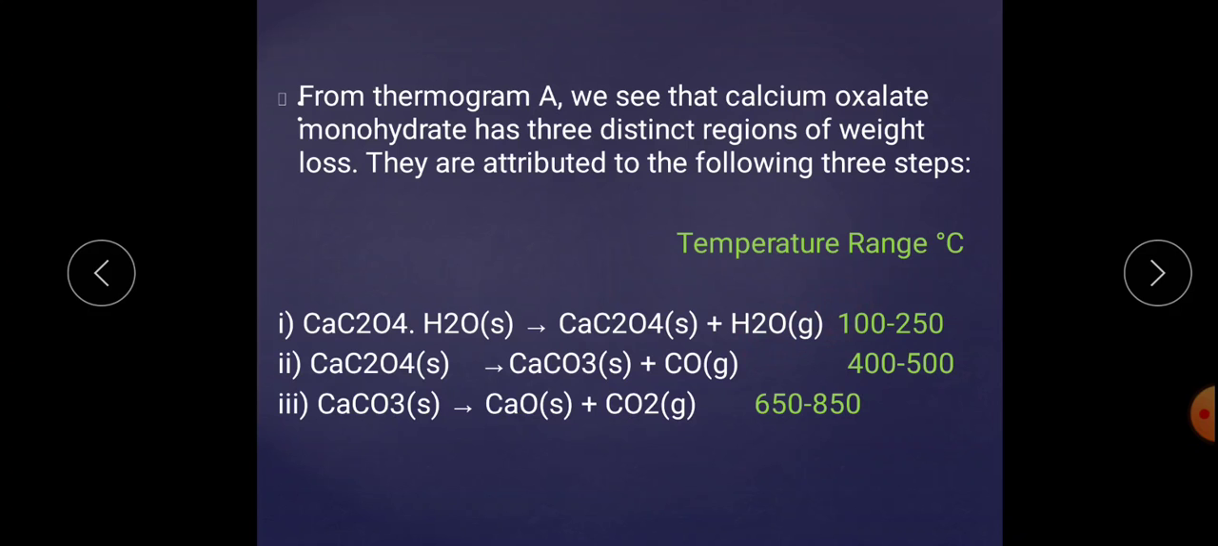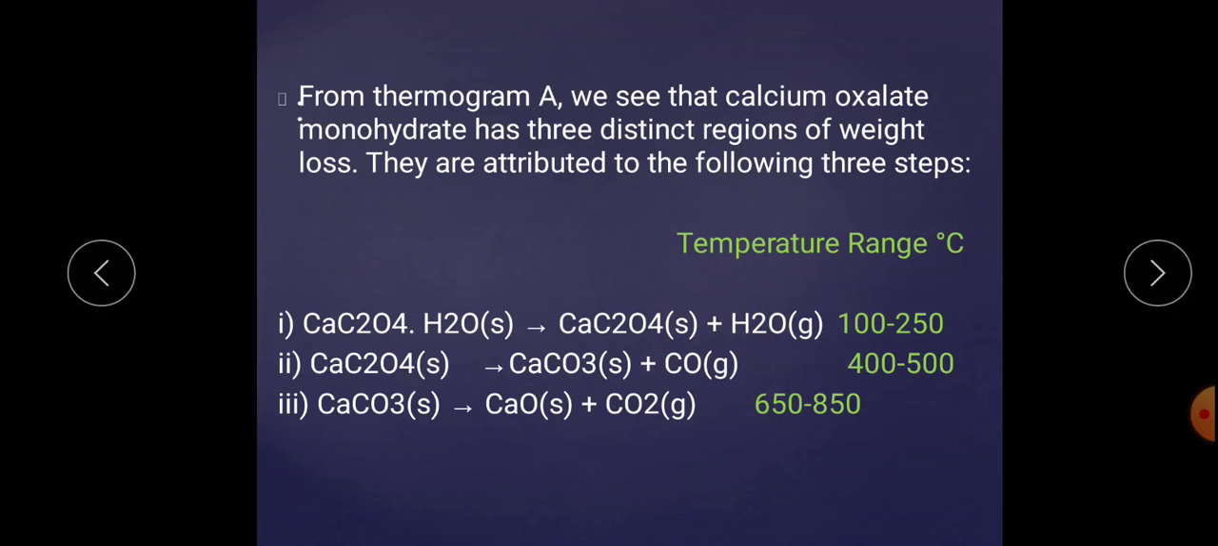Second, from 250 to 400 degrees Celsius there is no weight loss, but above 400 degrees Celsius, between 400 and 500, the anhydrous calcium oxalate gets converted into calcium carbonate with the liberation of carbon monoxide gas. It means the reason behind the weight loss is carbon monoxide in the temperature range of 400 to 500 degrees Celsius.